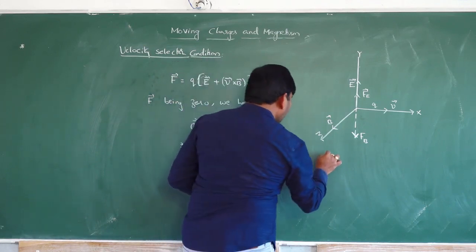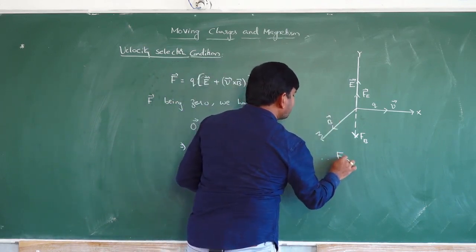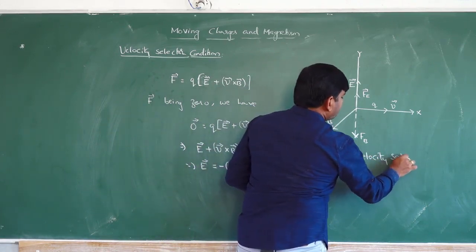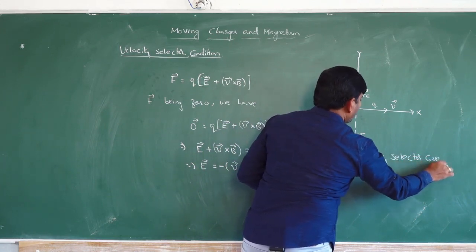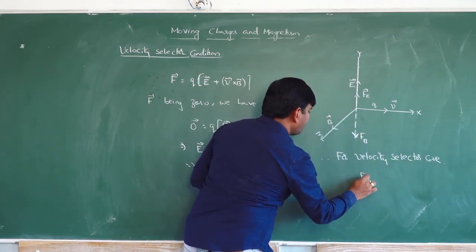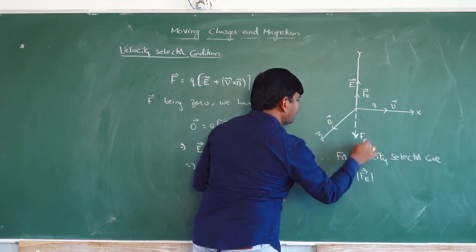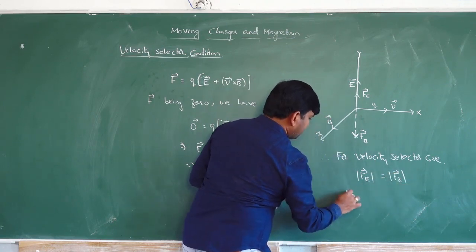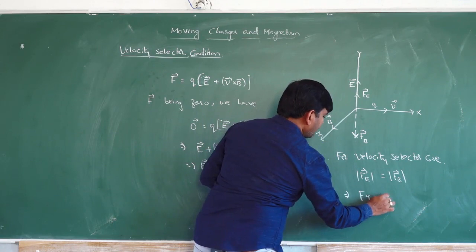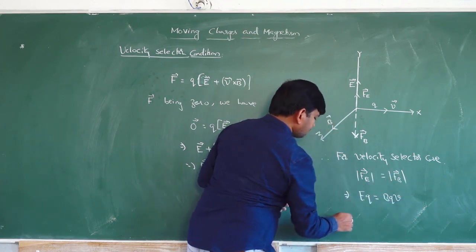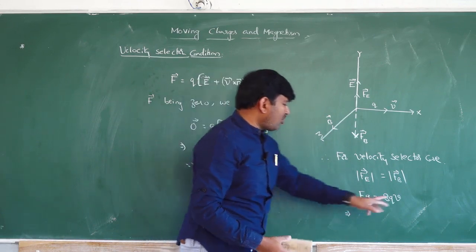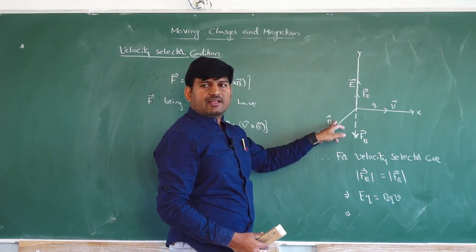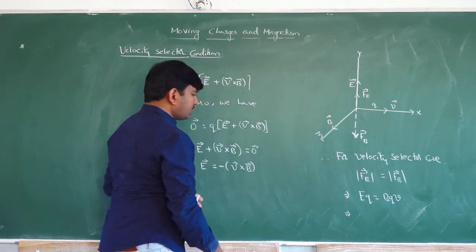Now, therefore, I can conclude that for velocity selector case, Fe bar magnitude must be equal to Fb bar magnitude. This implies EQ should be equal to BQV. Here sin theta I am not taking. Why I am not taking sin theta means the angle between velocity vector and magnetic field vector is 90 degrees. Sin 90 is equal to 1.